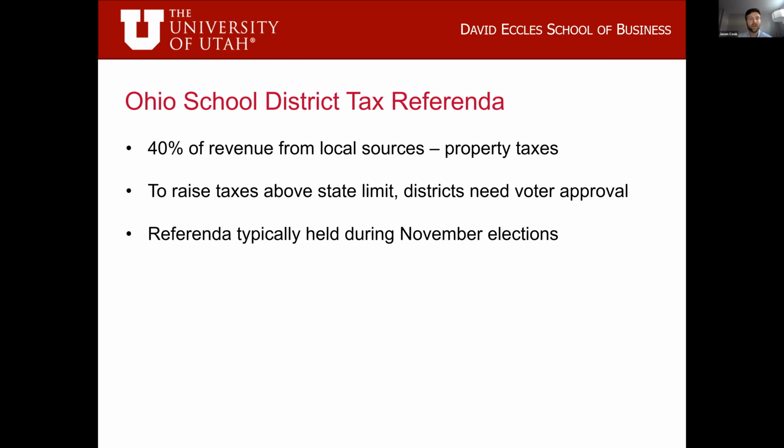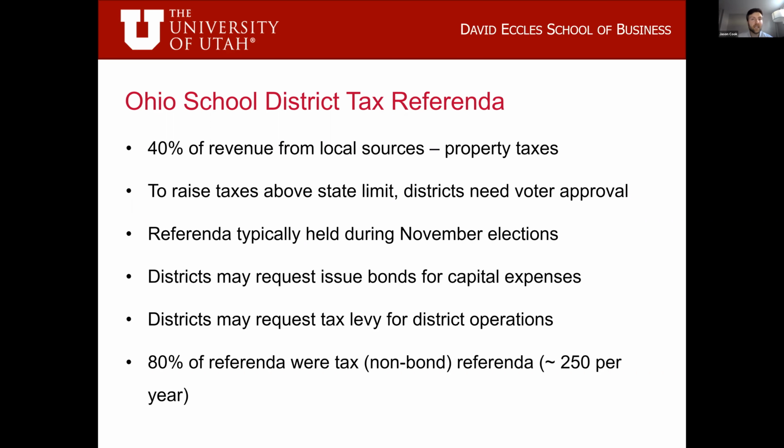What these districts do is they'll introduce referenda, typically during the November election. It's by far the most common one. They can issue capital bonds if they want to build a new wing for their school or a new stadium or something like that, or they can request a tax levy for operational expenditures. That's what we focus on in this paper, these operational expenditures. And 80% of the referenda are these non-bond referenda.